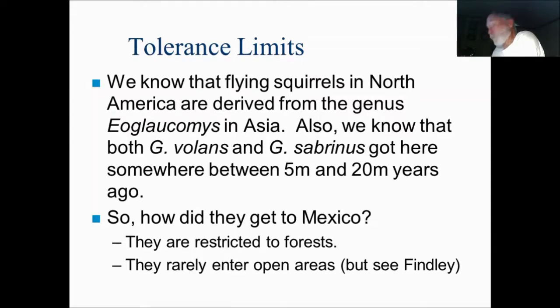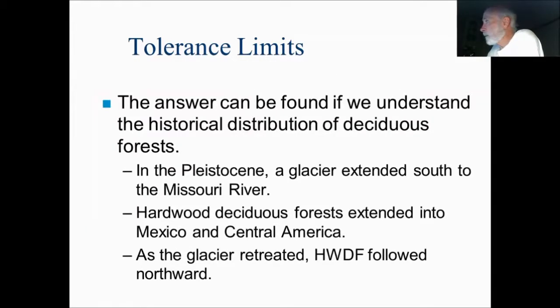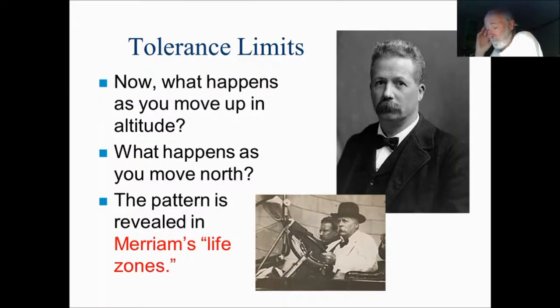So as these hardwood deciduous forests retreated northward with the retreating glacier, the oak, the hardwood deciduous forest, would have gone north, but some of those hardwood deciduous forests would have gone up in elevation. And where you find the flying squirrels in Mexico, Guatemala, and Honduras now is on the tops of mountains, where you have these small pockets of hardwood deciduous forest. And those mountain tops with the hardwood deciduous forest are completely surrounded by desert. So the flying squirrels have become trapped on top of these mountain tops.